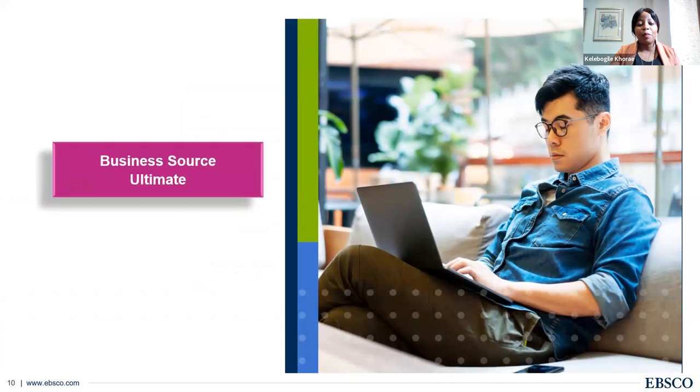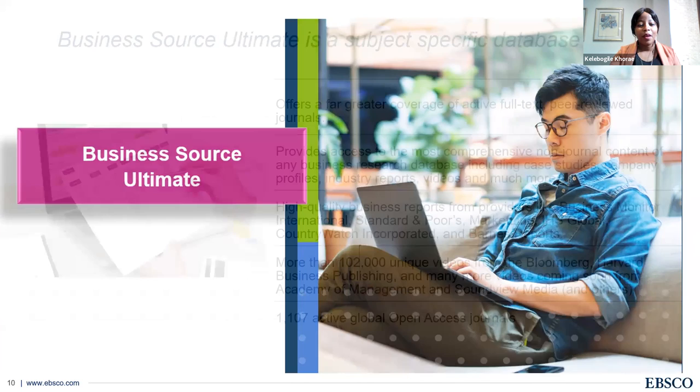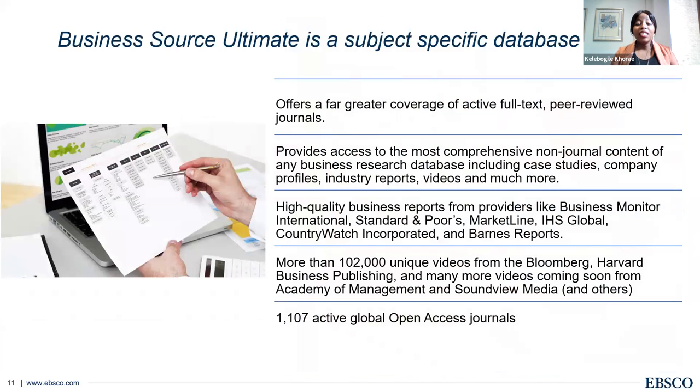I'm going to now tap into the Business Source Ultimate database. What is the Business Source Ultimate database? This is a subject-specific database. What do I mean by that? This particular database is ideal for your business school, your commerce faculties, for example, because the content provided in here is specifically related to business. It does contain active full-text peer-reviewed journals, but it also includes non-journal content, which is very vital in the business faculties. We have your case studies, your company profiles, your industry reports. I will touch a little bit more on this point on my next slide.